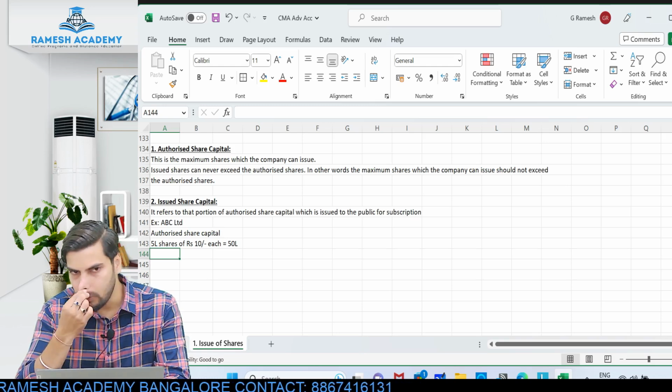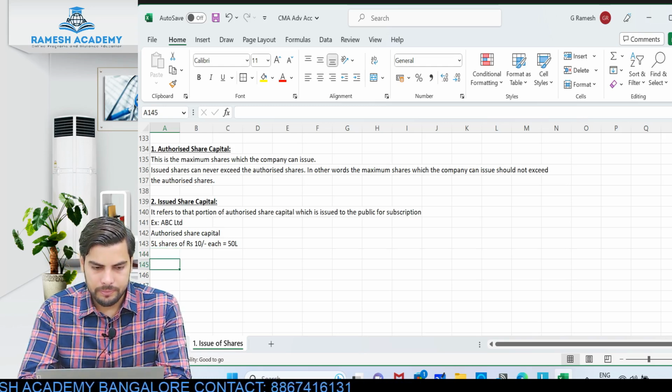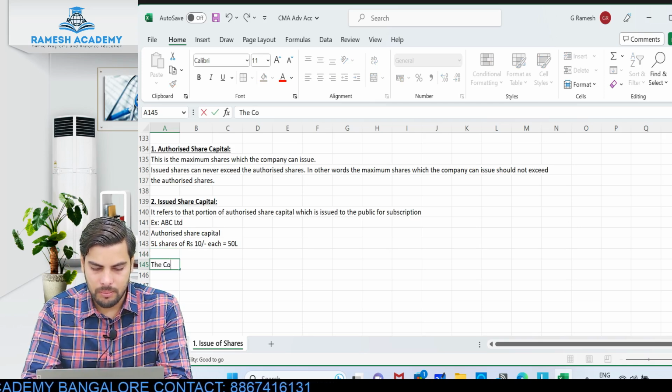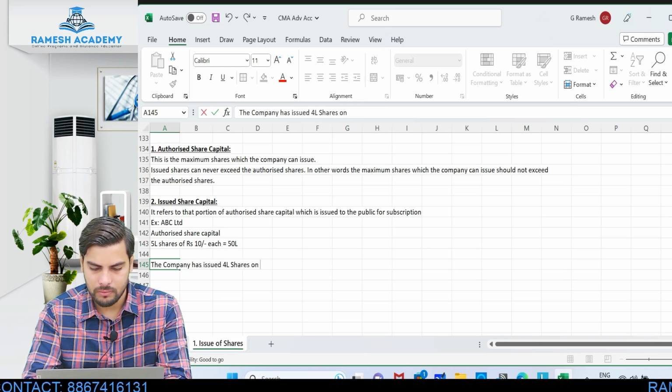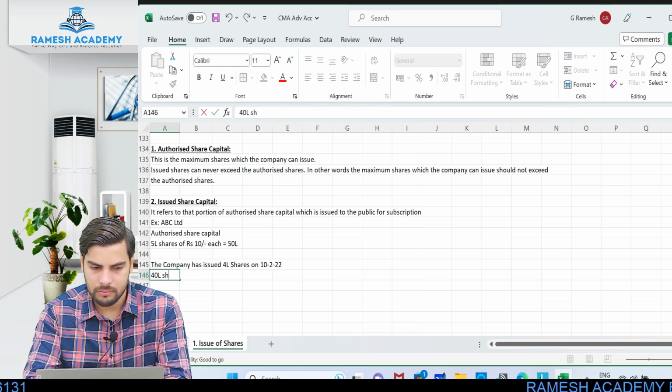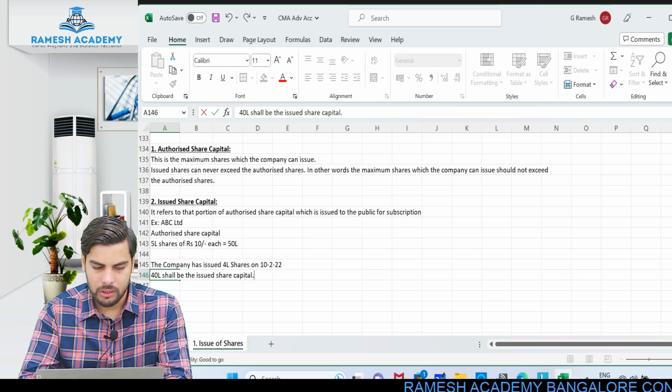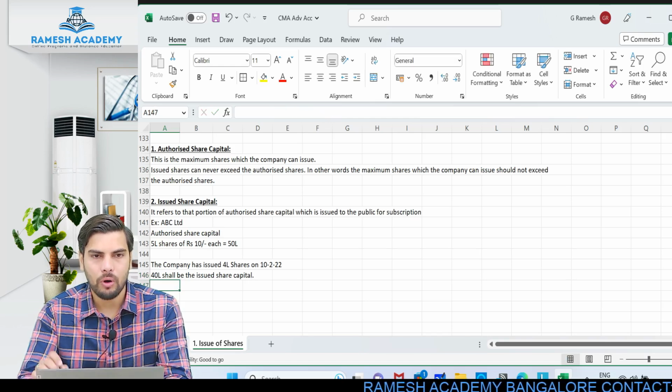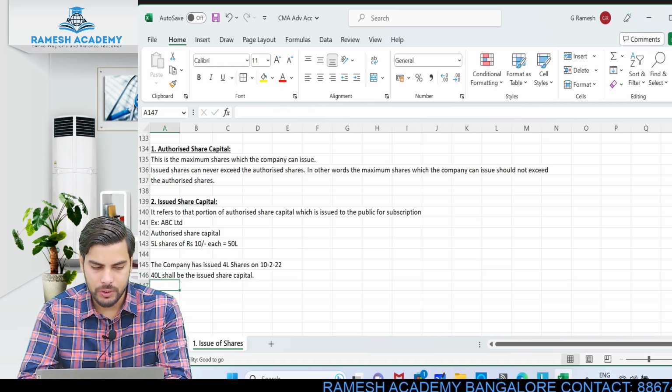Out of this, let's say the company has issued 4 lakh shares on 10 February 2022. So 40 lakhs shall be the issued share capital. This particular 40 lakh rupees shall be considered as issued share capital.